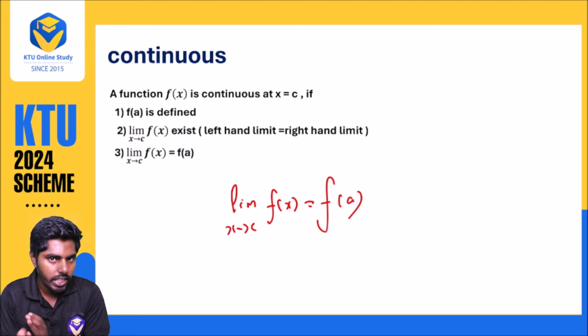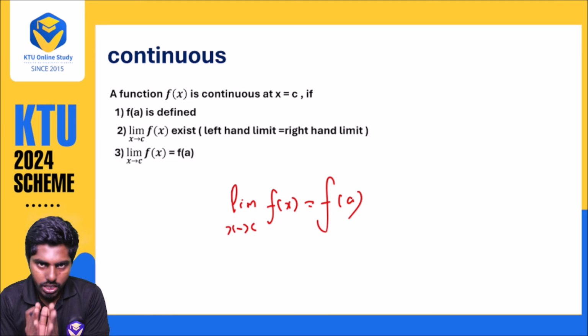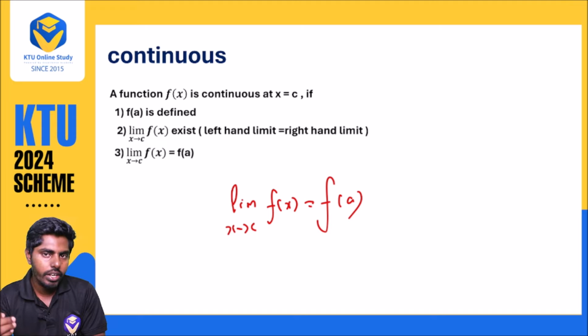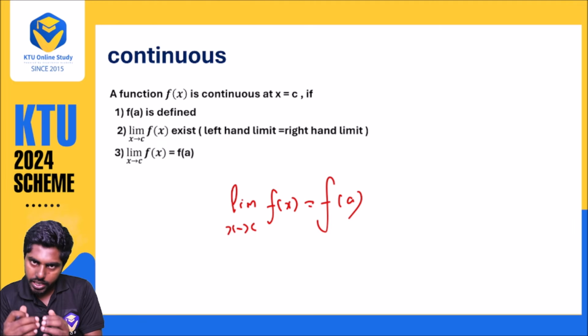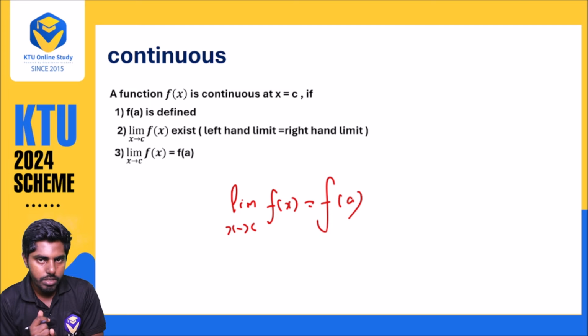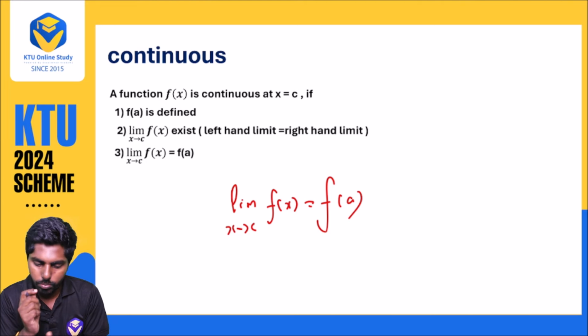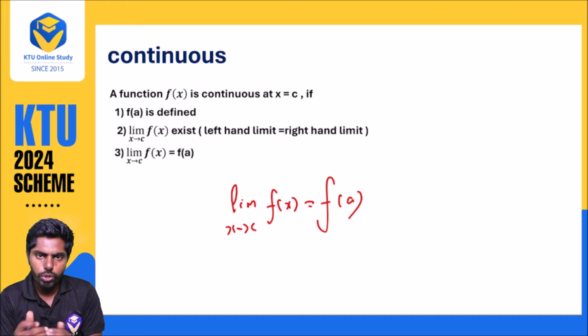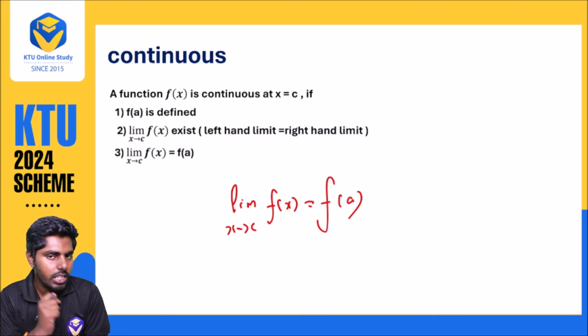So these are the three conditions. You should be very thorough. These are the areas where you can expect a 3 mark question, either from limits or from continuity. From these two topics you can expect a single 3 mark question.